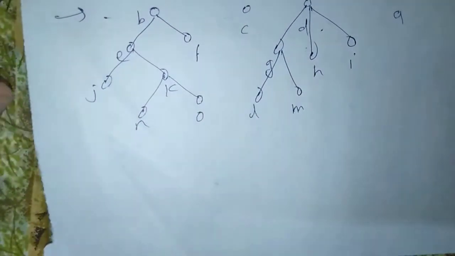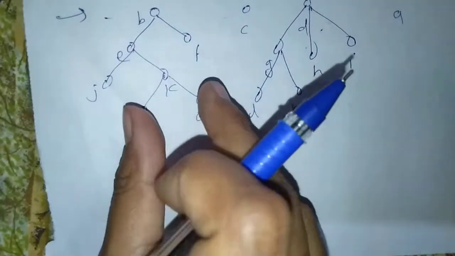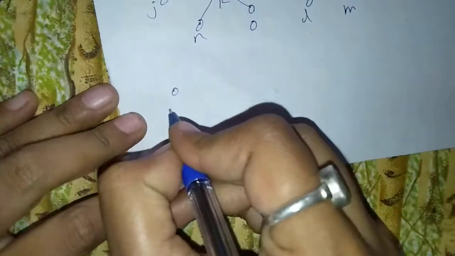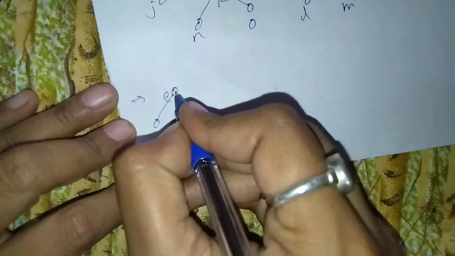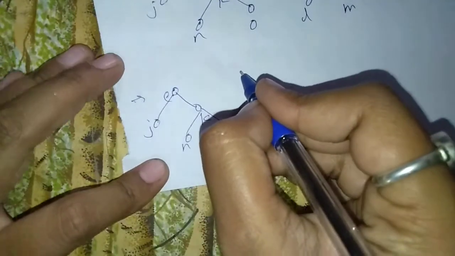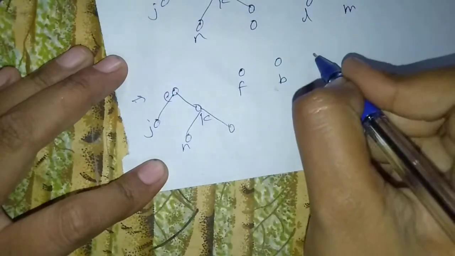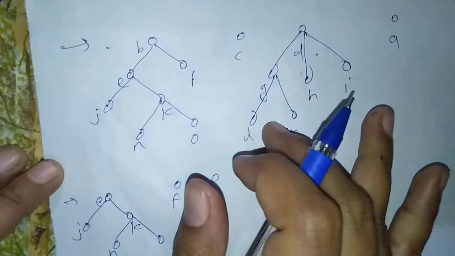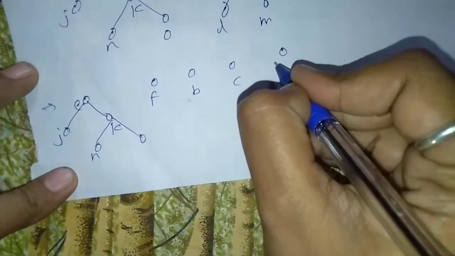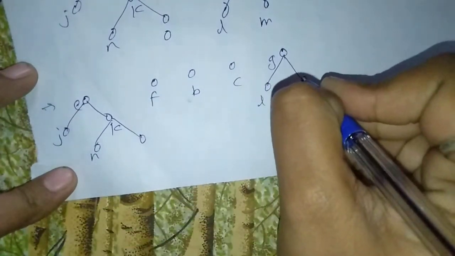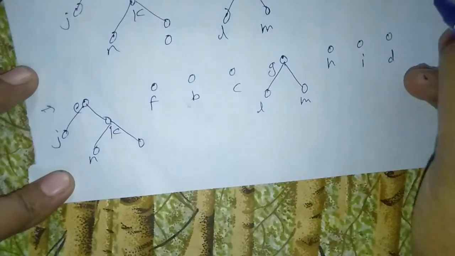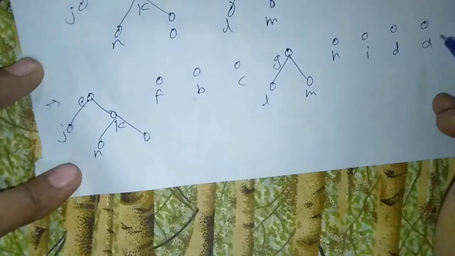And for this ordered rooted tree, postorder traversal is nothing but first take subtrees and last root. Means first take E, J, K, N, O, F, B, C as it is. For this, first take subtrees, this and last take D: G, L, M, H, I, D and last A as it is.